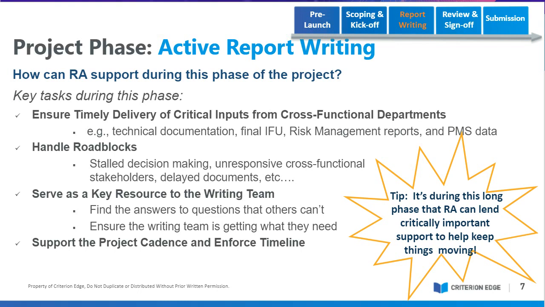It's not uncommon for CERs to be 300, 400, 700 pages long. It all depends on a lot of different factors, and they can be quite lengthy. So this is a big job. That's why you should plan at least 3 months for active writing. So again, how can RA help in this phase? Ensure the timely delivery of critical documents from your cross-functional colleagues. Technical documentation that engineering or design development, device development, might still be working on. Get them going on that. Your writing team is waiting.